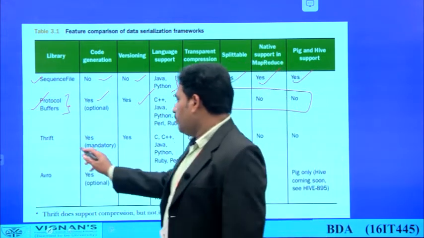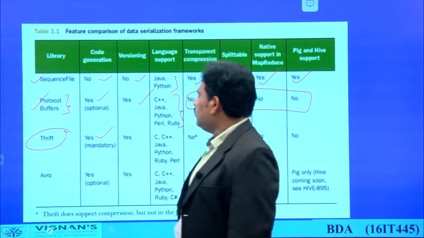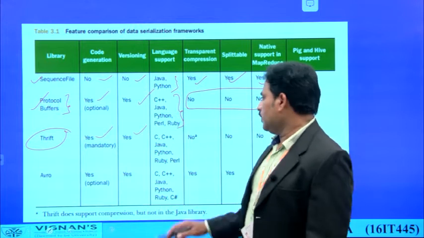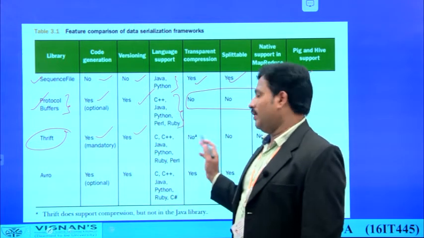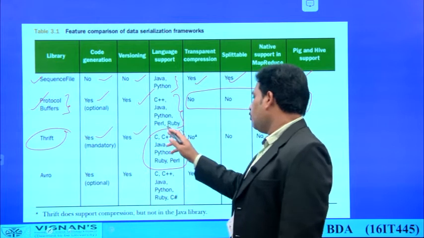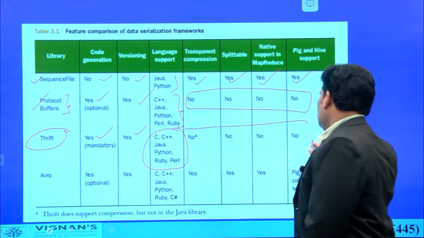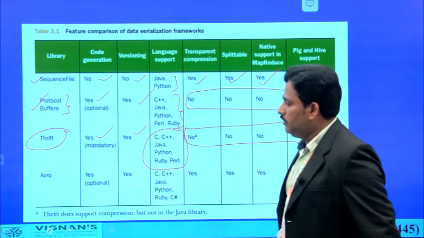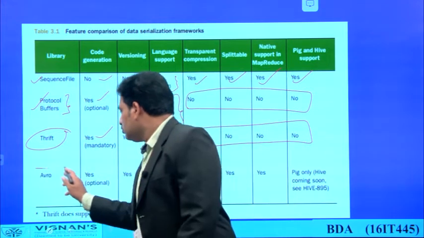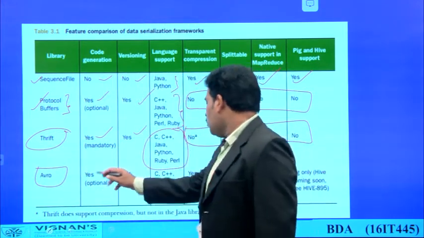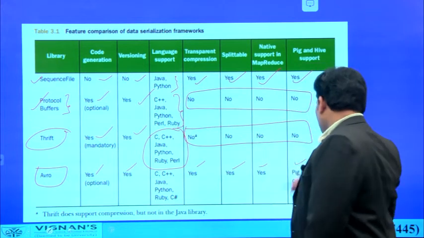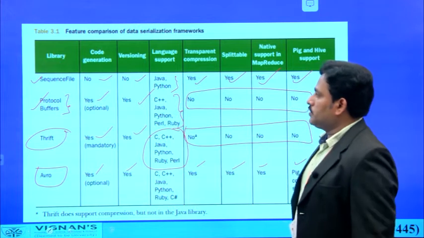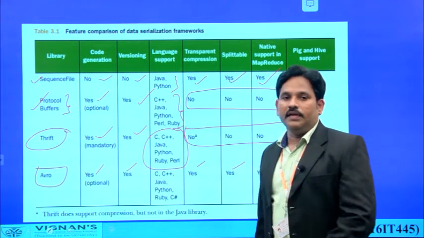When we have the Thrift library, we mandatorily have a code generation block. We can go for versioning, that is forward and backward compatibility, and these are the languages that we can support. And here also it will not allow compression of the data or splittability of the data, and use of Pig and Hive is not allowed in the Thrift library. And the Avro library, we can use for all activities. So these are the features of various big data frameworks.